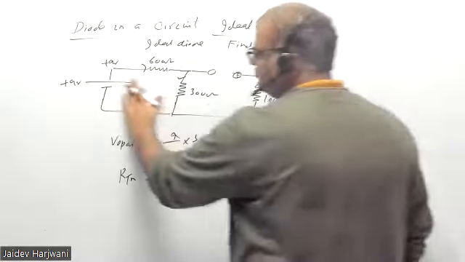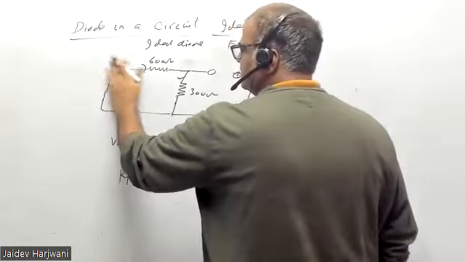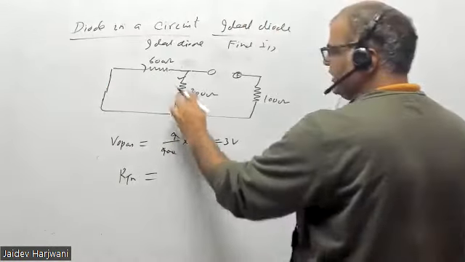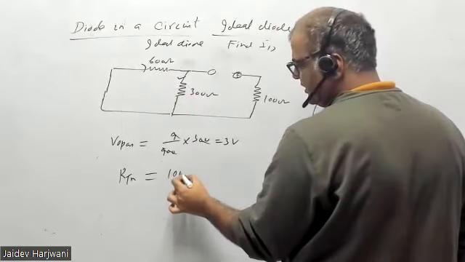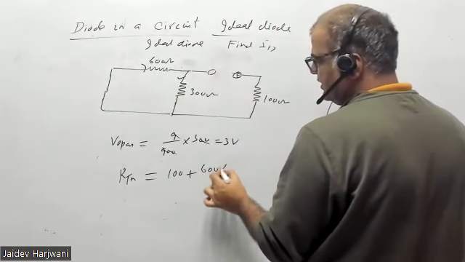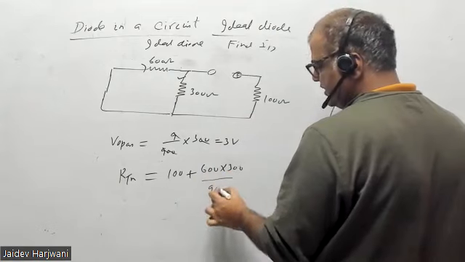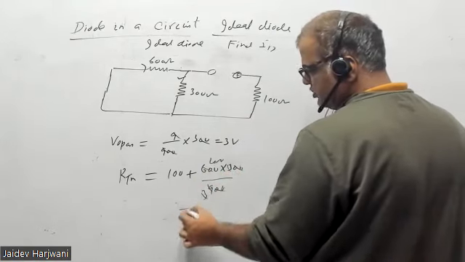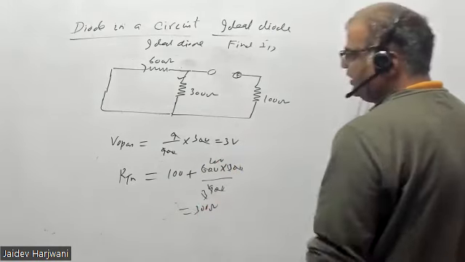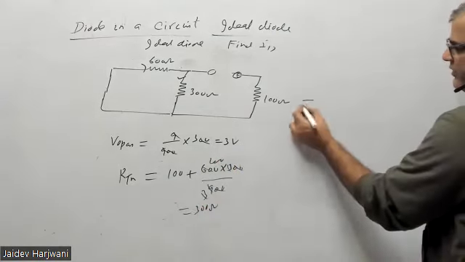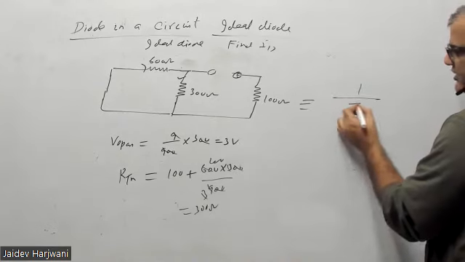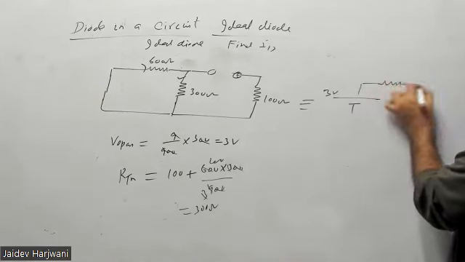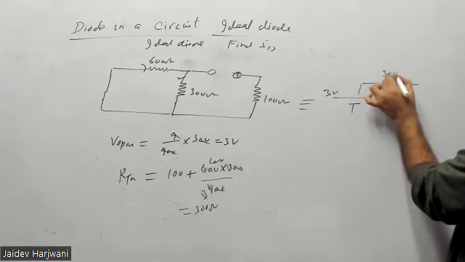For R Thevenin, you have to make the source a short circuit. So this 600 and 300 are in parallel, and whatever comes is in series. So this will be 100 plus 600 into 300 upon 900, so this is 3, this is 3, this is 200. So it becomes 300 ohm.